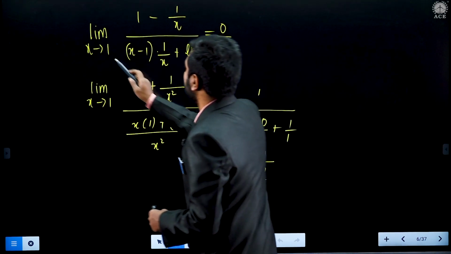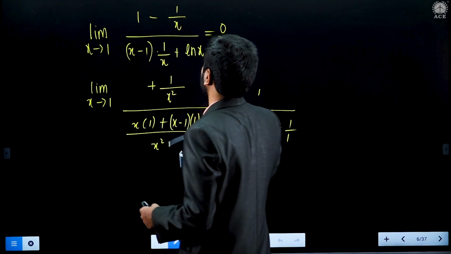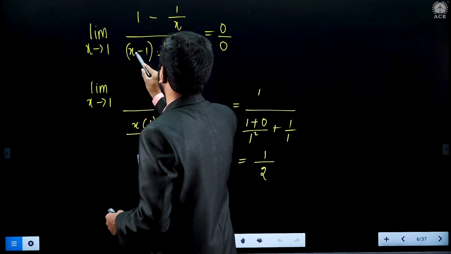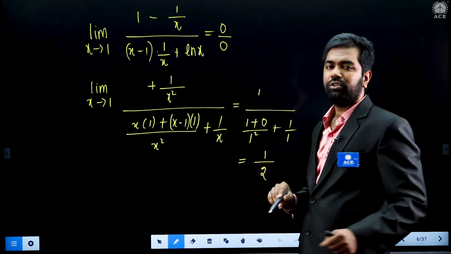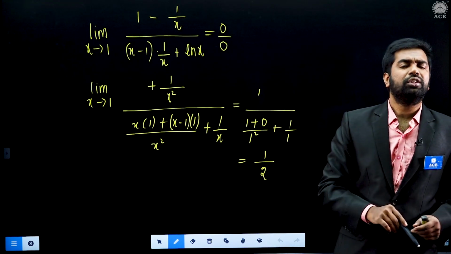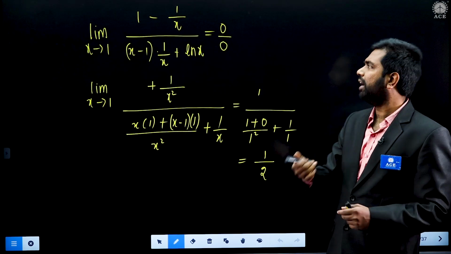When I put the limit, so I have 1 by 1. So 1 minus 1 is again 0. So here also I have 1 minus 1 which is 0. Log 1 is also 0. That means again I get 0 by 0 form. Whenever you again get that 0 by 0 form, you can actually apply L'Hospital rule once more. So let's apply L'Hospital rule.